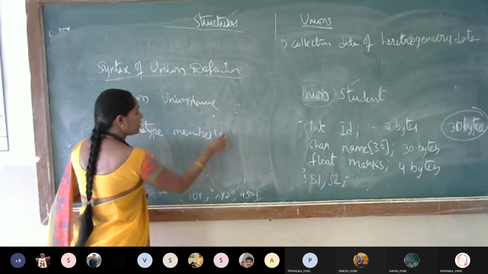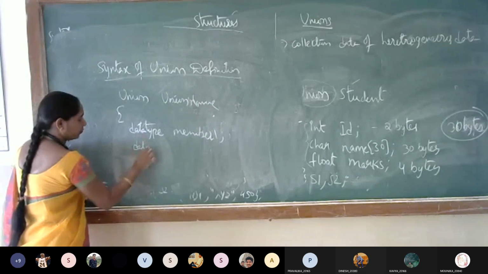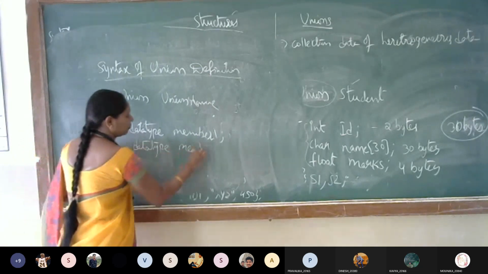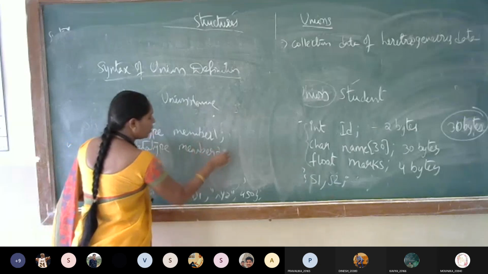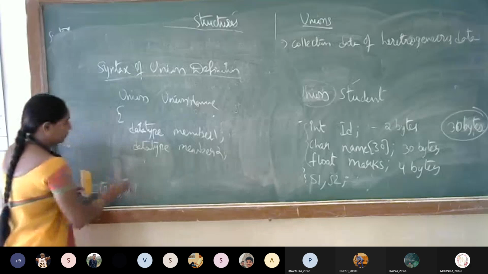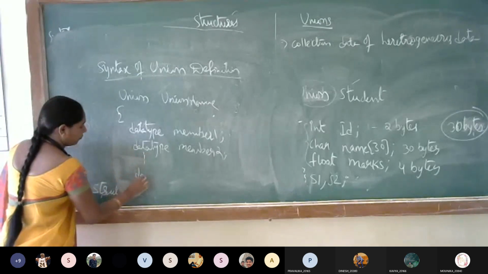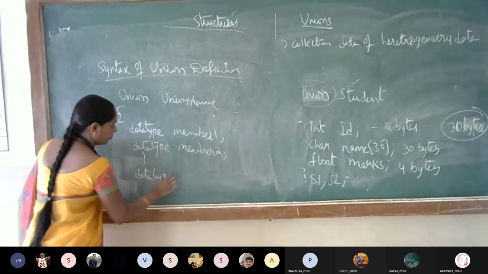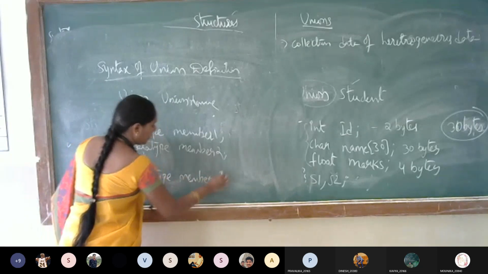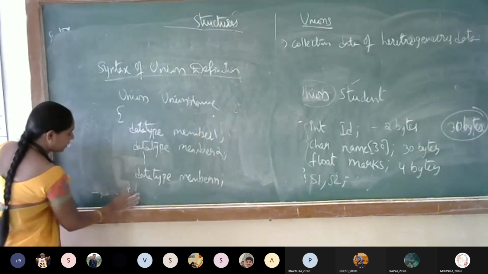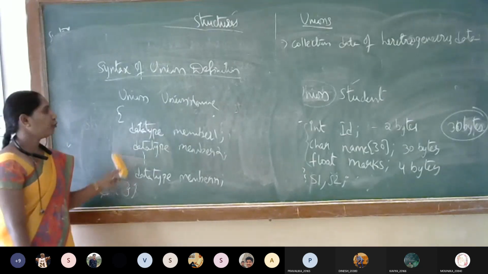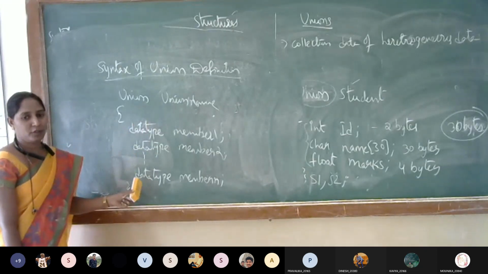member 1 semicolon, data type member 2 semicolon, so on to data type member n semicolon. Close the flower braces and terminate with semicolon. This is the basic syntax that you are going to follow for defining one particular union.